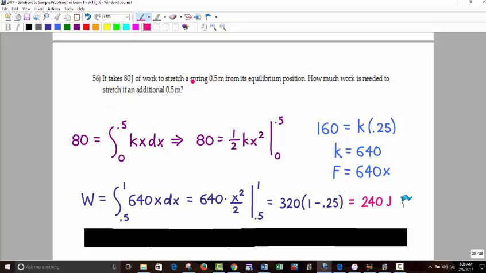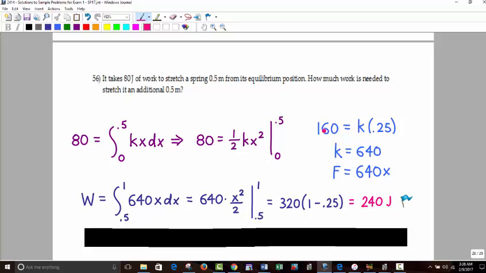Here we have to do an integral, no problem. Stretching 0.5 from its resting point of 0, so the integral from 0 to 0.5 of kx dx has to equal 80. So 80 equals 1/2 kx squared. 0.5 squared is 0.25, 0 squared is 0. The 160 comes from multiplying both sides by 2, which gets rid of the 1/2. So 160 equals K times 0.25. Multiply by 4, and you get 640.